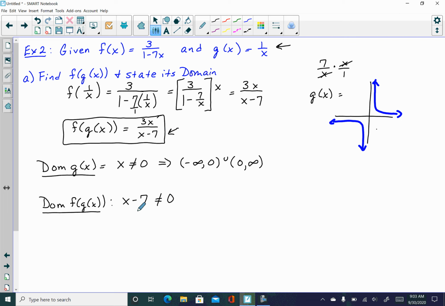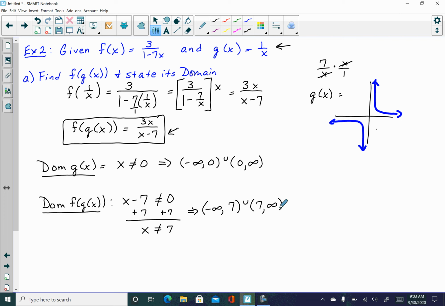So I could do this in one step. I want to solve for x, so just add 7 to both sides. Here we see x cannot equal a positive 7. So converting that to interval notation, that means your x can equal anything but positive 7. So you have negative infinity to 7, and unite that with 7 to infinity.